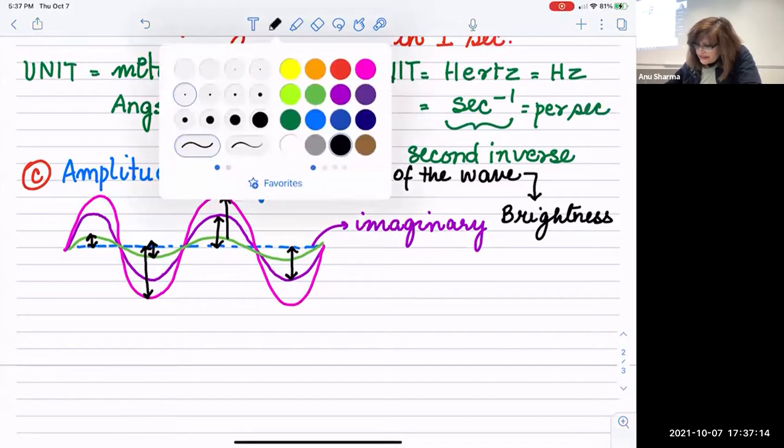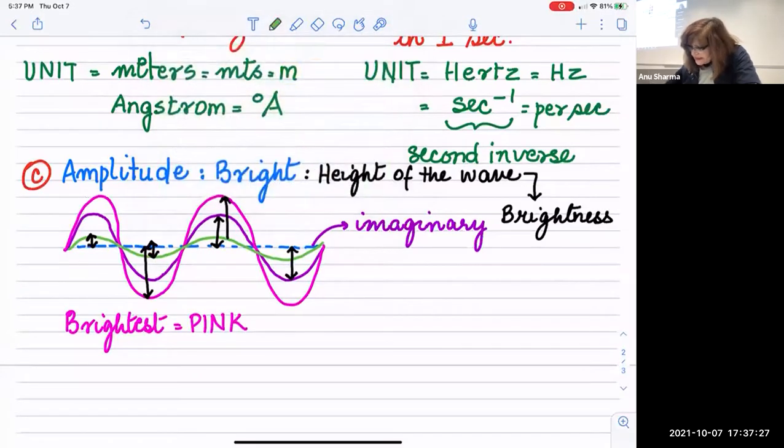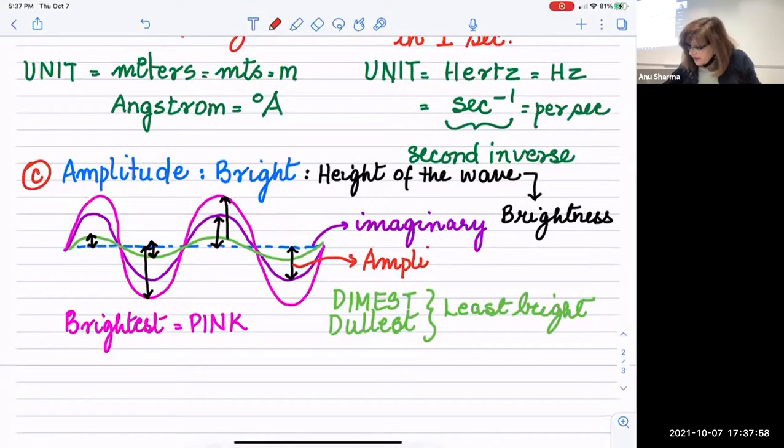So that is why we see that the brightest is going to be the pink. Brightest is the pink wave, and the dullest is the green one. So less or dimmest, you can say dimmest. I don't know if dimmest is even a word, but anyways, you get an idea that this is the least bright. And because it is farther away from that distance, this piece is the amplitude. This piece is the amplitude, how farther away the light is from this imaginary line or normal.